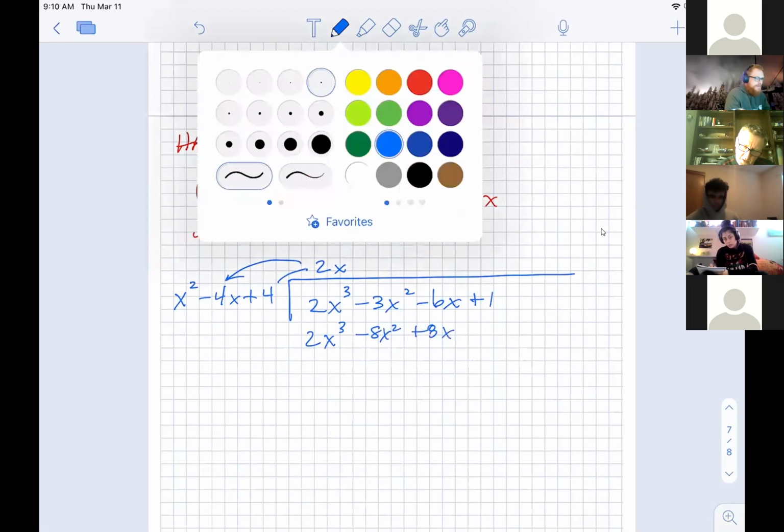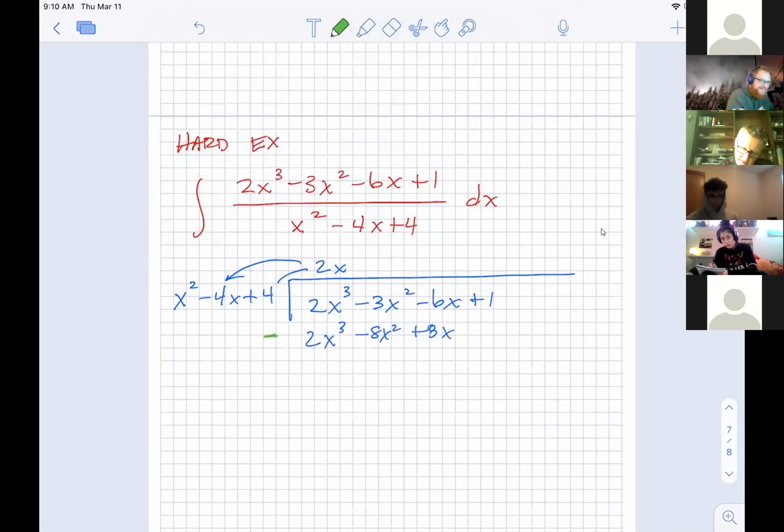And very important, aren't you subtracting these in long division? Lots of you guys grew up using calculators really early, so whether or not you're still good at long division is in question, I think. But you subtract everything. So 2x cubed minus 2x cubed is gone. Negative 3x squared minus a negative 8x squared, that's actually negative 3x squared plus 8x squared, which is 5x squared. And then negative 6x minus 8x is negative 14x.